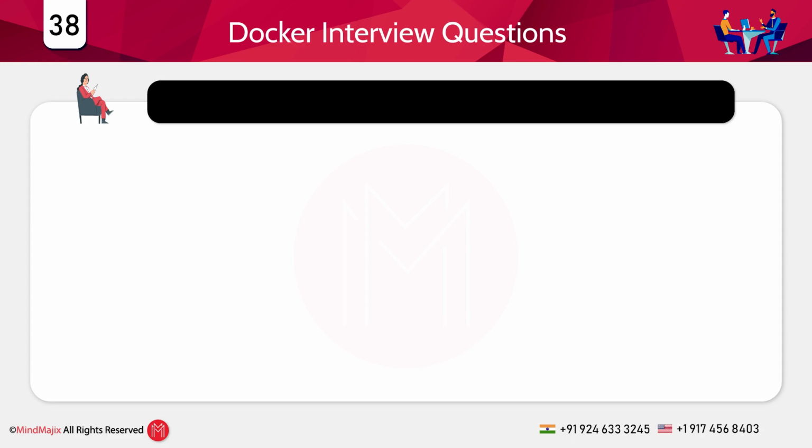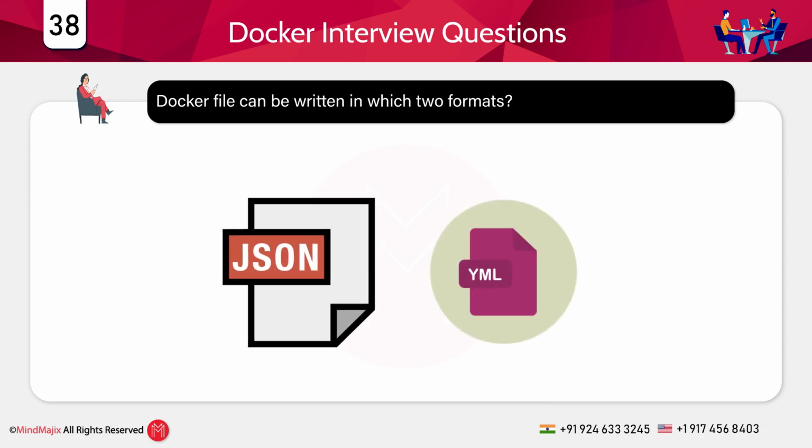The next question, a Dockerfile can be written in which two formats? So the answer is a Dockerfile can be written in both JSON and YAML file formats.